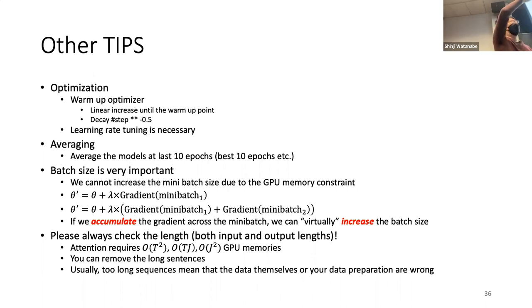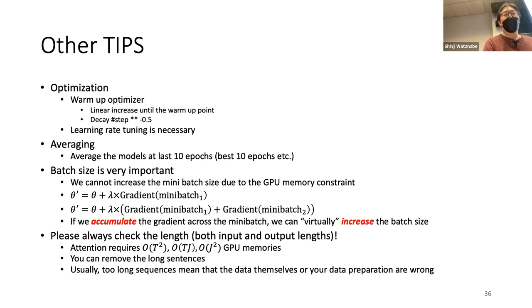Actually, the warm-up optimizer is making the learning curve very small if we have more epochs, and then the change of the model becomes very small. In these very small fluctuation cases, we can safely average the model, like the best at the 10 epochs or the end of the 10 epochs, which makes the parameters robust. And this improved the performance of the speech recognition. In my experience, relatively 10%. This is very large, I would say.